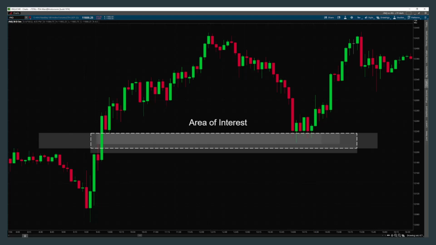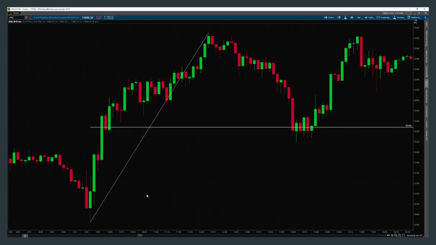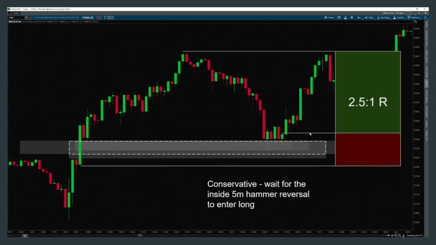And so another factor of confluence for this trade could be that this afternoon pullback started to base at a 50% retracement of the morning move. So with all that information, again, how would you trade this?